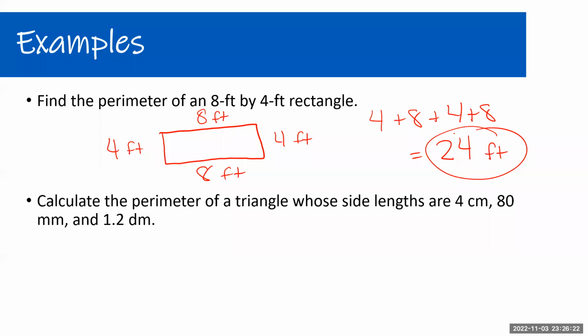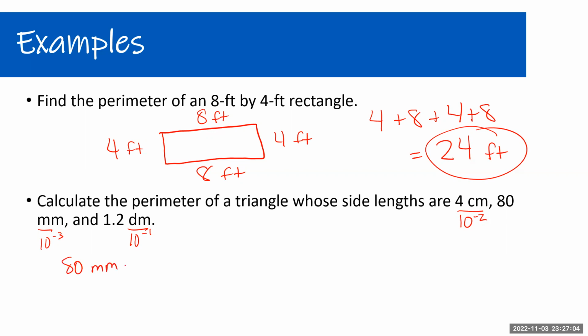Now I want you to pause here and see if you can solve the next one on your own, but be careful and watch your units. Okay, we have a triangle whose sides are 4 centimeters, 80 millimeters, and 1.2 decimeters. We need to put all these in the same unit before we can go anywhere. I personally like to put things in centimeters out of these just because centimeters is most common. It's also in the middle of these, okay? So decimeters is 10 to the negative 1, millimeters is 10 to the negative 3, and centimeters is 10 to the negative 2. If we put everything in centimeters, 4 centimeters stays the same.